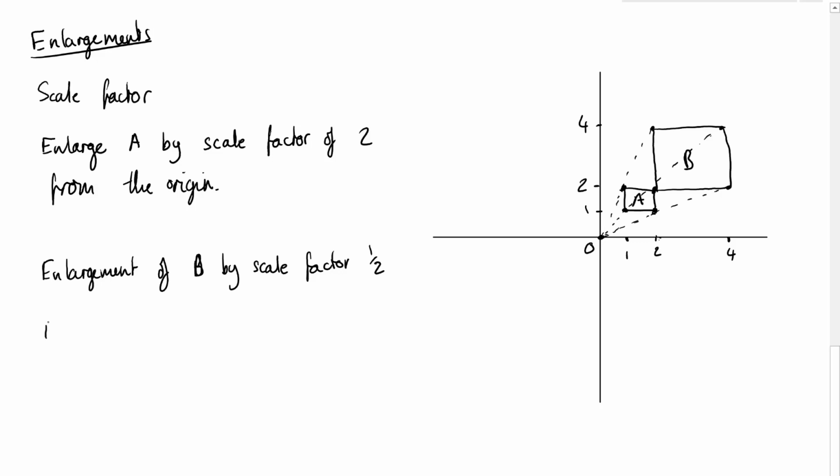Okay, so that is enlargements. When we're asked to recognize enlargements, we need to first get our mark by saying that this is an enlargement. We get our second mark by saying the scale factor by which it's enlarged by, and we get the third mark for saying the origin of the enlargement.